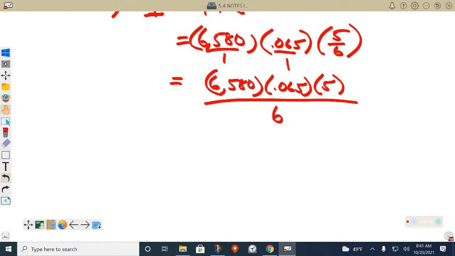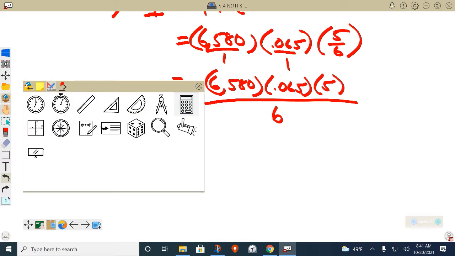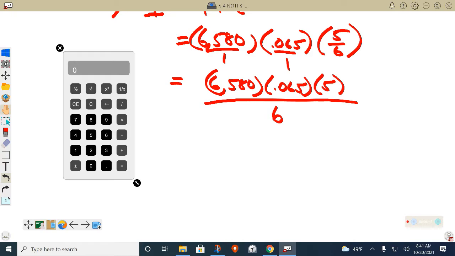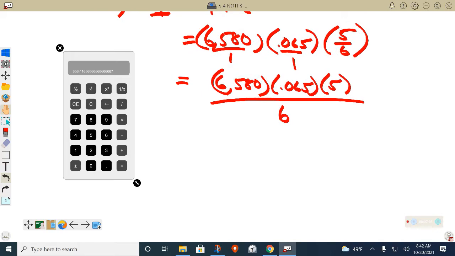Watch this. 6,580 times 0.065 times 5. That's all the numerator multiplied out. Divided by 6 now. So I got 356. Watch this now. I get $356, and watch this now. I got 41.416. I need to round to the nearest penny.